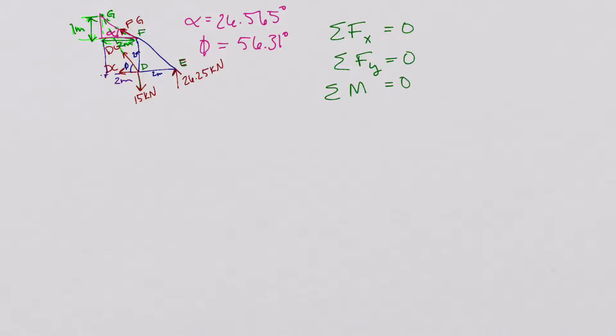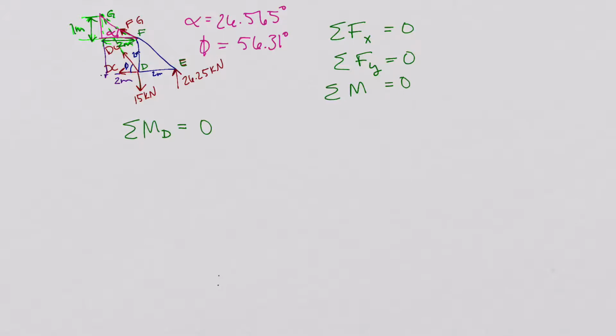So let's see, if we sum the forces in the x, we're going to have 3 unknowns. If we sum the forces in the y, we're going to have 2 unknowns. So it looks like summing the moments might actually be the best bet. At point D, there are 2 unknowns, that DG and DC. So I'm going to sum the moments about that point D, just to minimize the unknowns. The sum of the moments about D is going to equal 0.